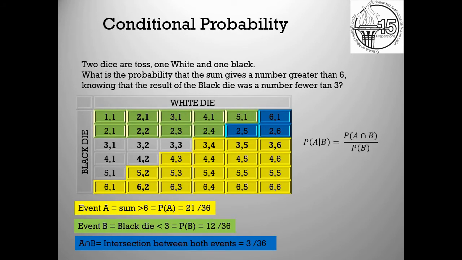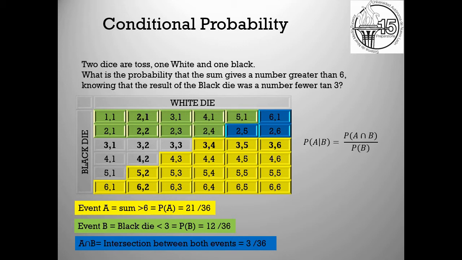Let's see the following example. Two dice are tossed, one white and one black. What is the probability that the sum gives us a number greater than 6, knowing that the result of the black die was a number fewer than 3?